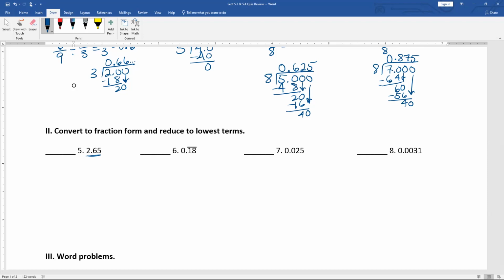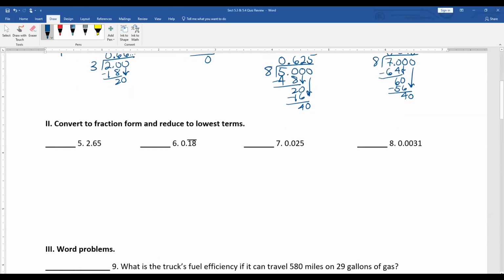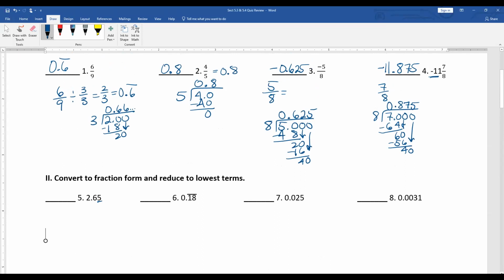Always look at the decimal and the place value of the last decimal when it's terminating like this, that's your denominator. So because the 5 is in the hundredths place, that means that as a fraction, 100 is your denominator. And so you have the 265 on top. I divide both of these by 5, and I get 20 in the denominator. 5 goes into 26 5 times, carry your 1. So 53 over 20, and that's as far as we can reduce it.